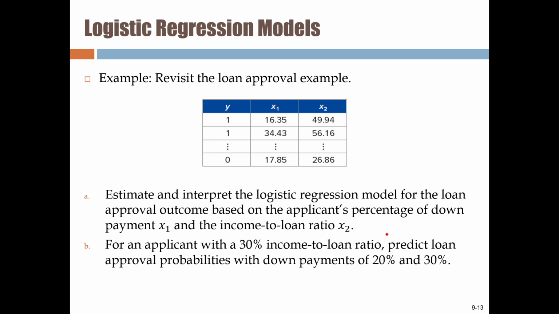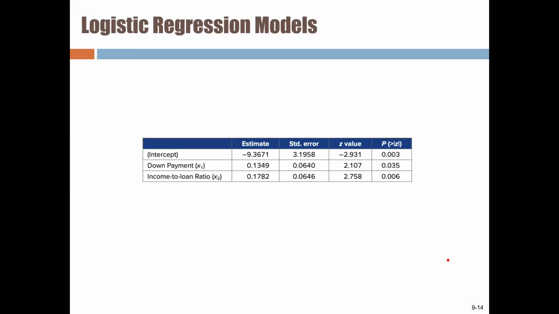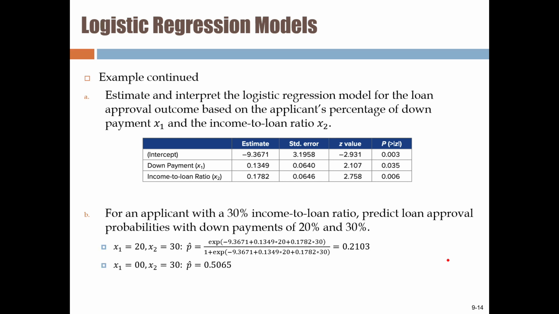Okay, so coming back to the loan approval example here. Estimate and interpret the logistic regression model. What is the probability of approval for an application with a 30% income to loan ratio, which is X2, and a 20% or 30% down payment, which is X1? Two cases. So this is the result of the regression.